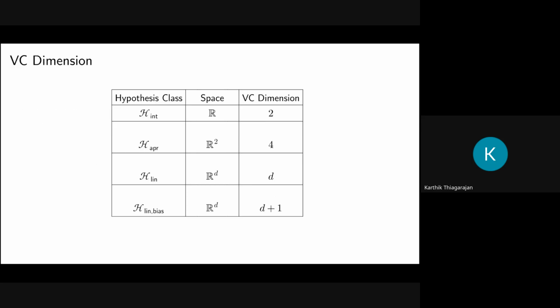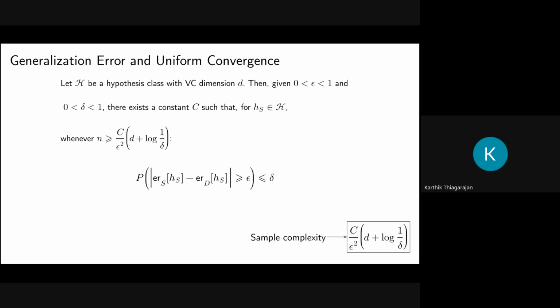Apart from that, this is all standard. So what happens for interval, axis parallel, linear with bias? All this you must know. I'm not saying anything new here. So that is done.